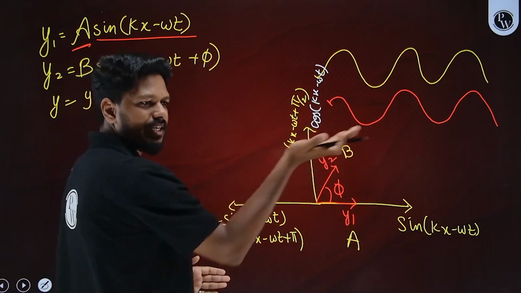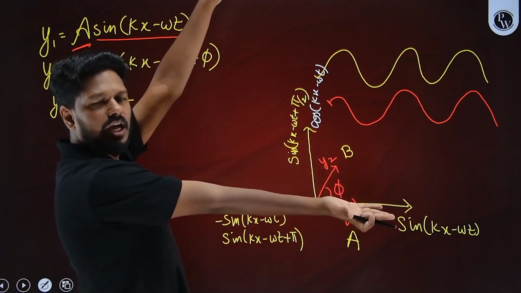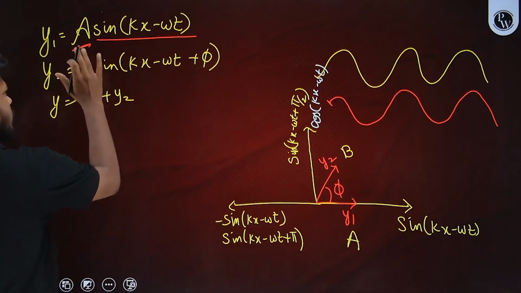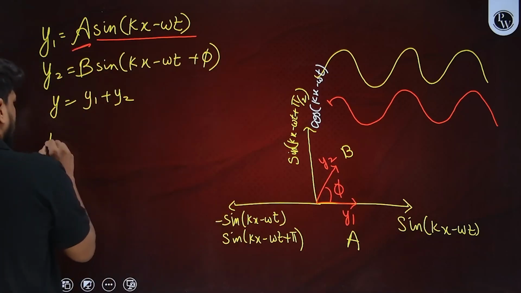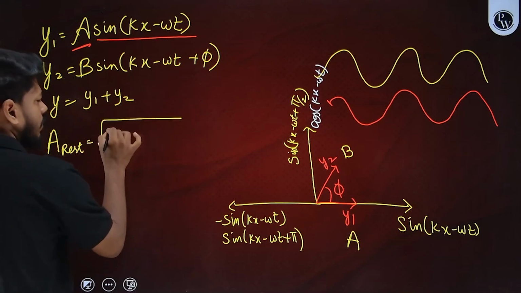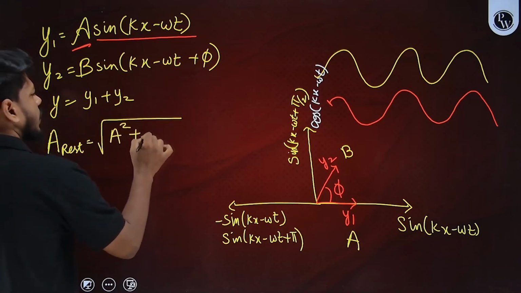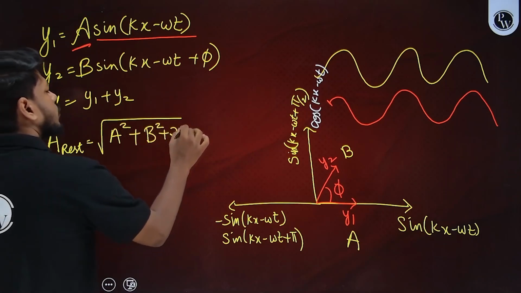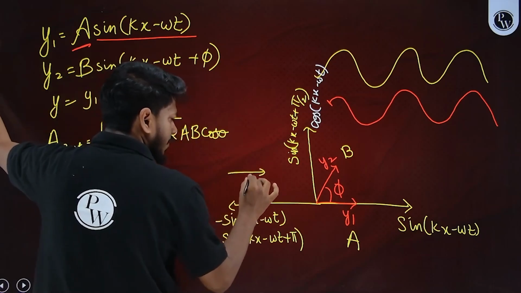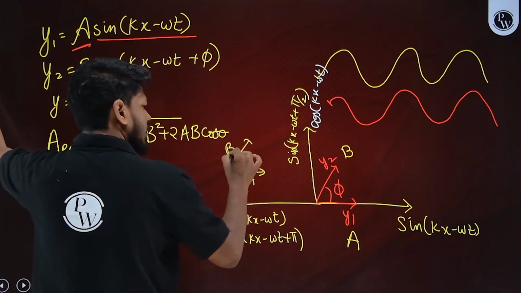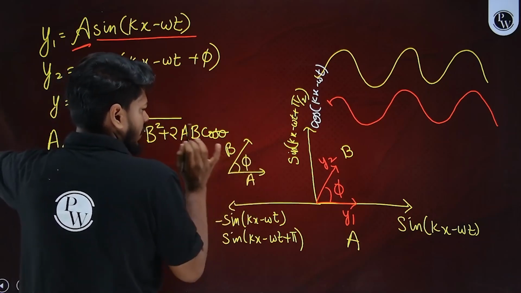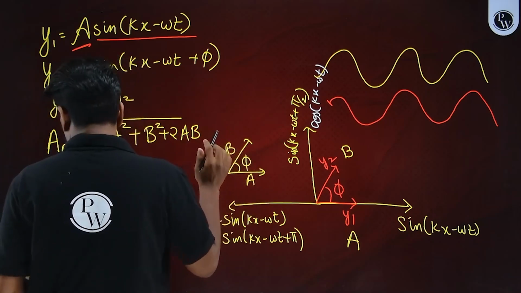So if I have a vector and another vector like this, I want you to find the vector sum of the two vectors. What will be the vector sum? Resultant amplitude is equal to the root of... do you remember the formula for vector addition? A square plus B square plus 2AB cos theta, right? Because this is A, this is B, and the angle between them is phi. So instead of cos theta, I can take phi.